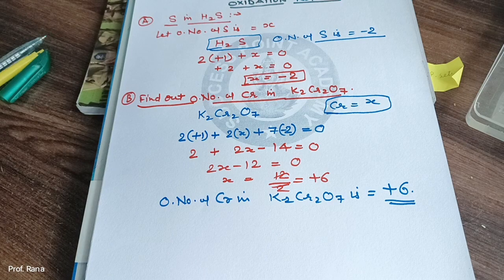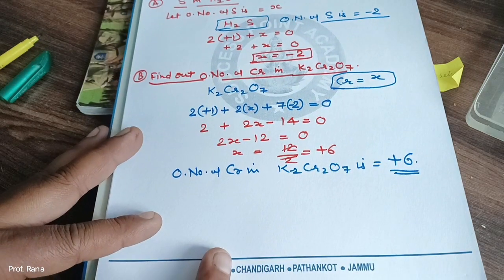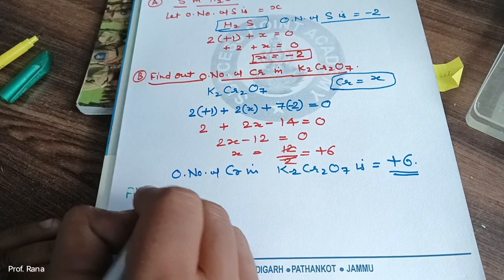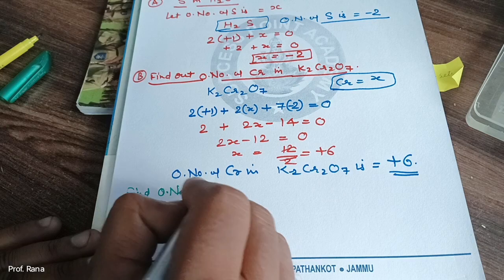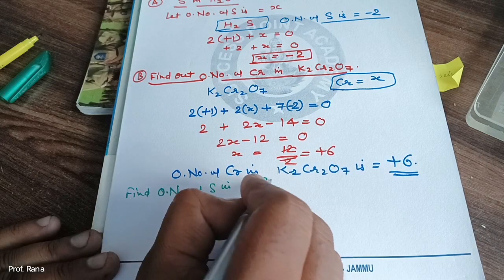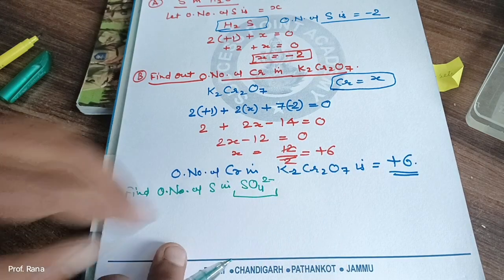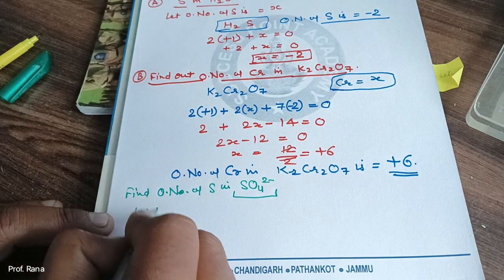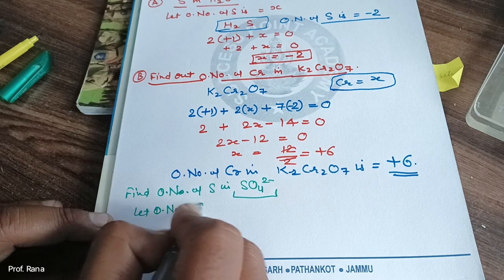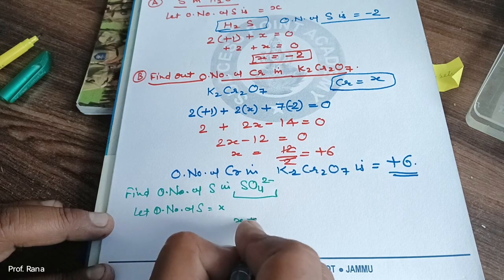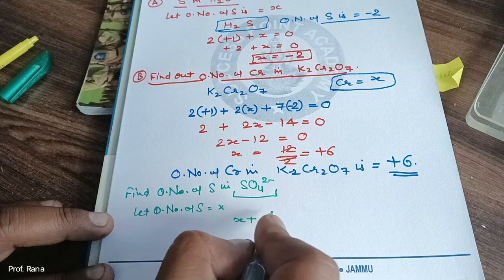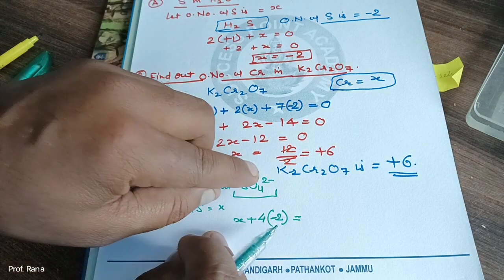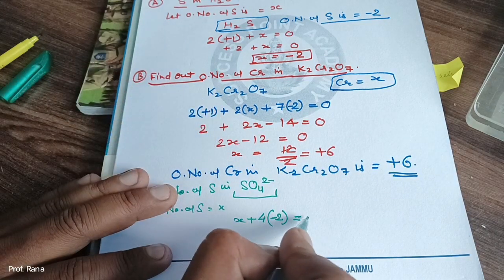And suppose if we have a simple question, find oxidation number of sulfur in SO4 2 negative. Now note down 2 negative is here. So how will we write? Let oxidation number of sulfur be X, then we will write X plus 4 times oxygen, that is 4 into -2 is its charge, equals to the exponent 2 negative. You will write it here, right?